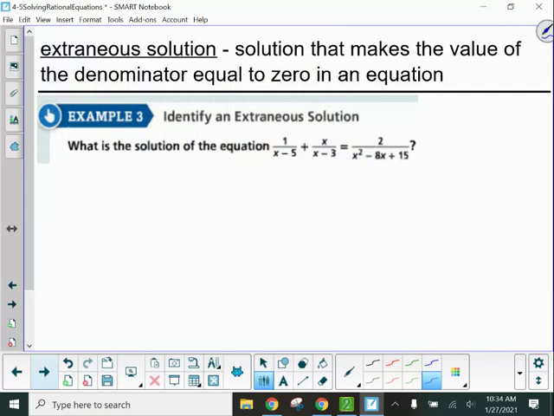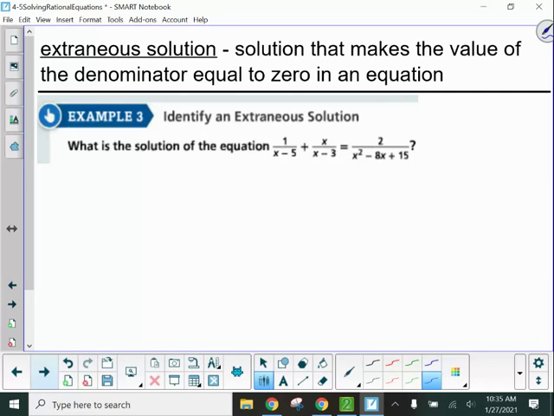So now we have the definition for extraneous solution. It's a solution that makes the value of your denominator equal to 0. We're going to be using extraneous solutions in chapter 5 as well. Your extraneous solution is something that you do get through algebra. It's a solution that seems like it should work with the math required. However, when you actually go and plug it in, it doesn't work in the problem.